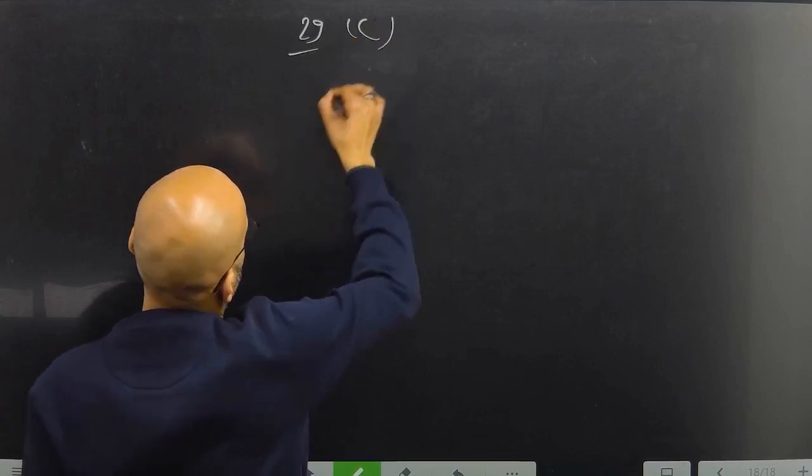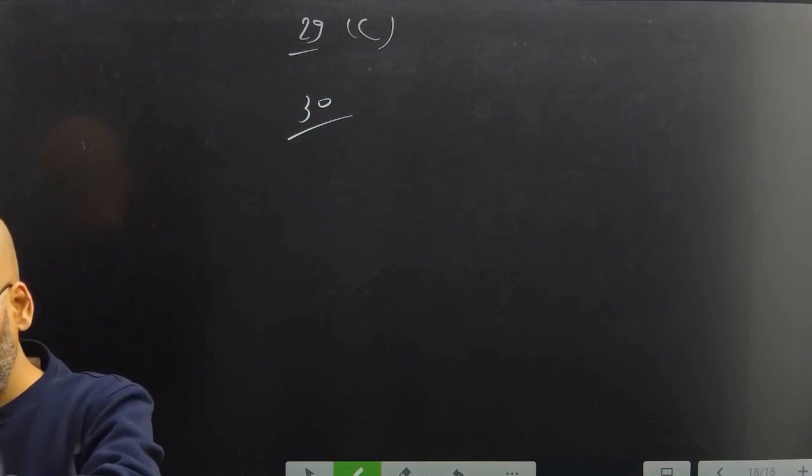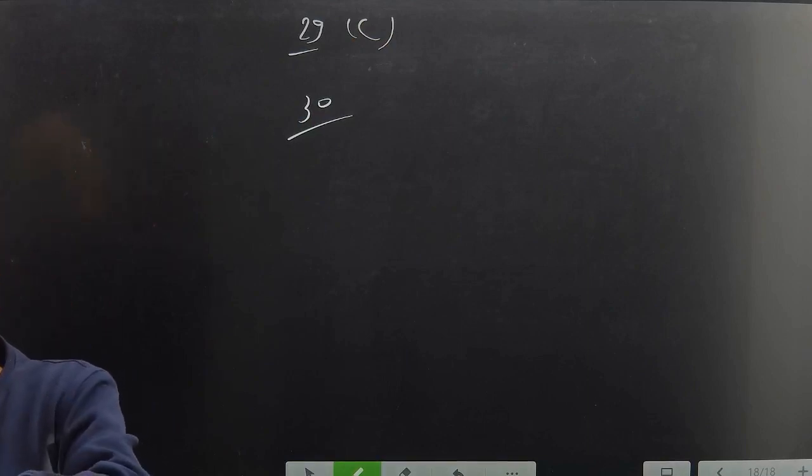So 29. An ideal gas is initially at temperature T and volume V. Its volume is increased by delta V due to an increase in temperature delta T. Okay. Pressure remaining constant. Again the graph, very easy. Option C is correct, guys. Option C, 29th. The graph is given. Same procedure.